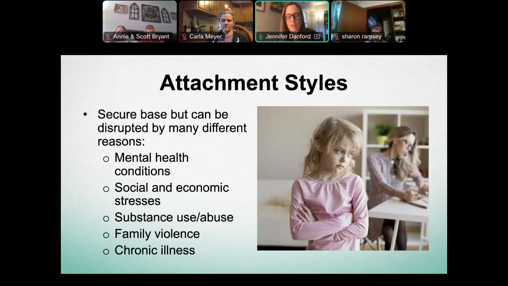Some of these things are the exact things that we see that bring our kids into care. Mental health conditions of the parents, social and economic stresses, maybe homelessness, substance abuse or use, family or domestic violence, even chronic illness. Some of these things may occur after the child is born, or a year or 2 years old, but they have not totally built their attachment yet. And so then that's jarring and their attachment starts to change.